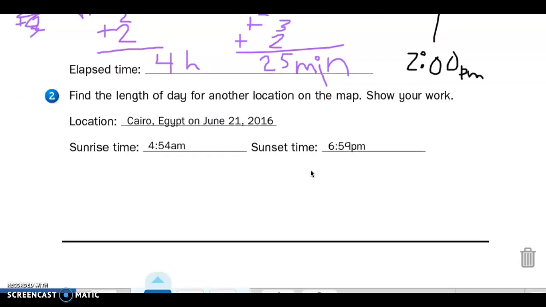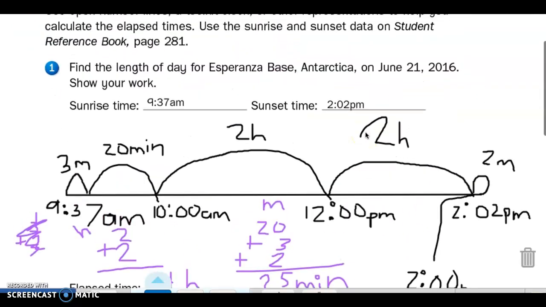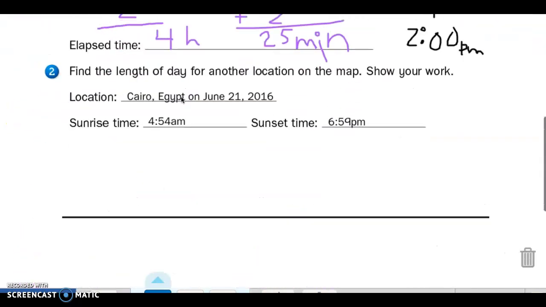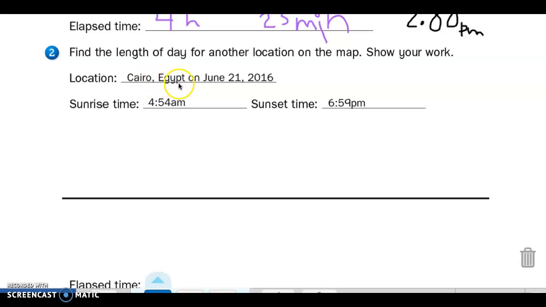Okay, let's look at number 2. It says find the length of day for another location on the map. Show your work. So yours is blank. You can fill in whatever you would like. Remember, it's on that student reference book, page 281. You can find some times. I chose Cairo, Egypt on June 21st, 2016. That's the date for all of them. So you can either use mine or go find your own.